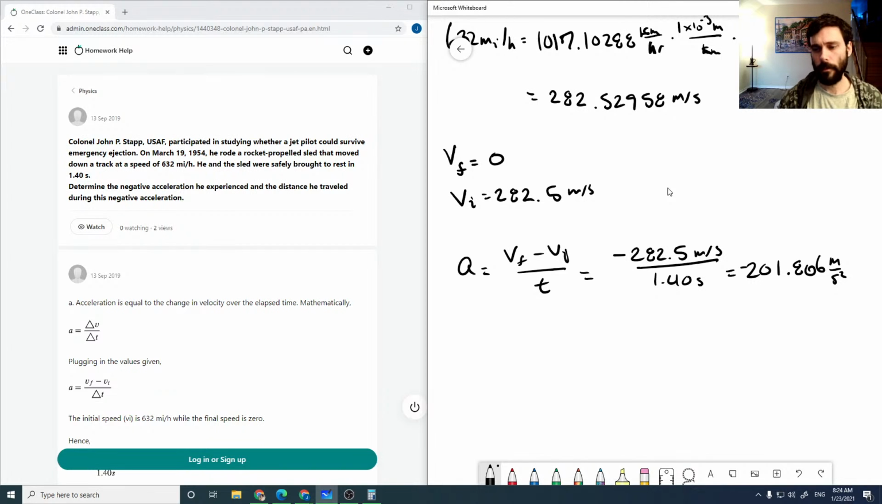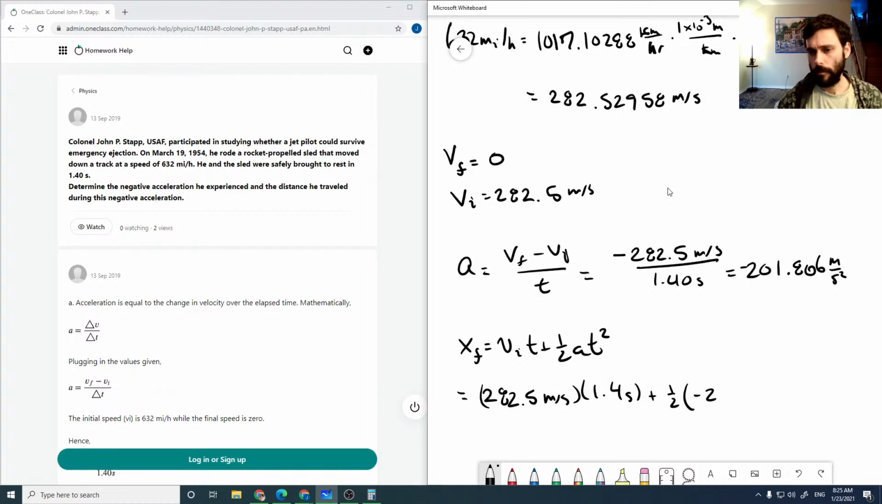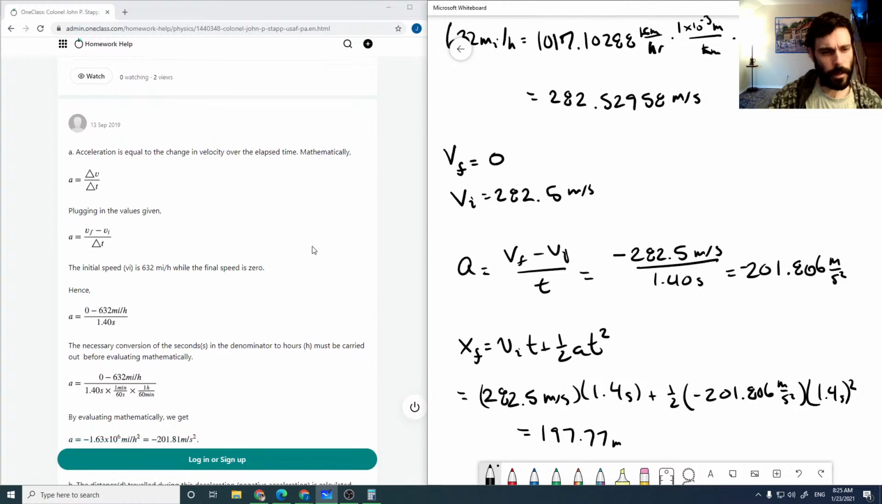Also, they want the distance traveled during this acceleration. So xf is vit plus 1/2 at squared, which is equal to 282.5 meters per second times this 1.4 seconds plus the acceleration times 1.4 seconds squared, which comes out to be 197.77 meters. So he travels almost 200 meters in decelerating.